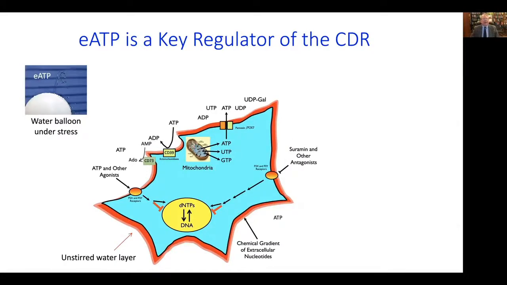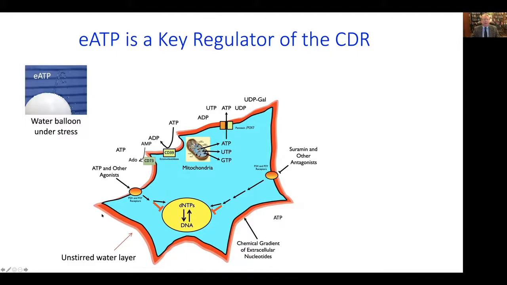So in order to take the next step in understanding this, we ask the question, well, what is one of the most fundamental responses of the cell to environmental stress? And it turns out that extracellular ATP, or eATP, is a key regulator of the cell danger response.